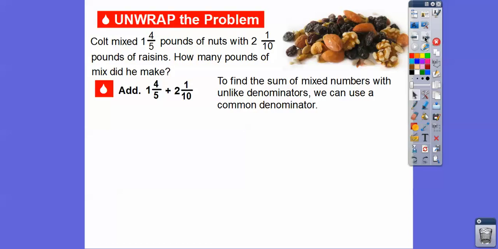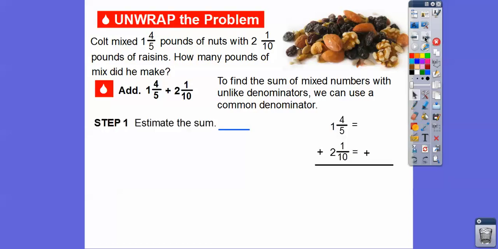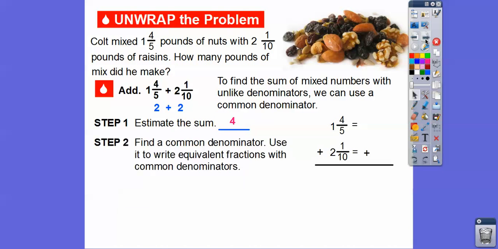To find the sum of mixed numbers with unlike denominators, we can use the common denominator, just like the last lesson. So let's estimate this sum to see if our answer is going to be reasonable at the end. 4/5 is almost close to 1 because 4 is almost close to 5, so this is almost 1 plus 1, or 2. 1/10 is a really small number, so we'll pretend that's a 0. So this is almost 2 and a little bit more, so this is like 2 plus 2. Our answer, it says estimate, I'm going to estimate it's going to be 4. As long as we get an answer that's close to 4, we should be good.